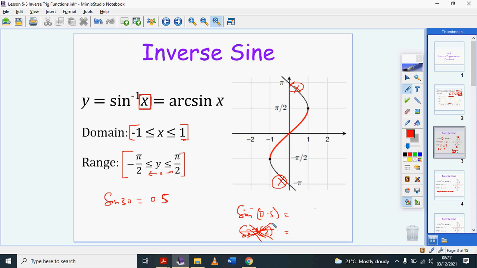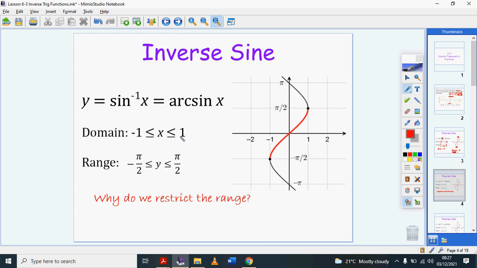So you can't get something like 150 degrees from this, right? This is always going to give you an answer between 0 and 90 if it's positive, or 0 and negative 90 if it is negative. Okay, so let's move on.